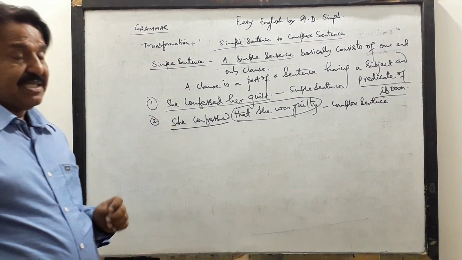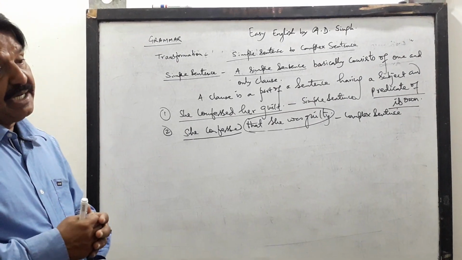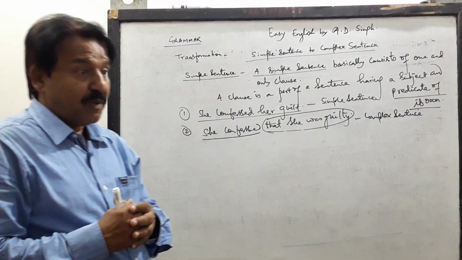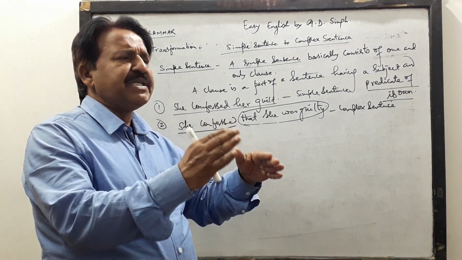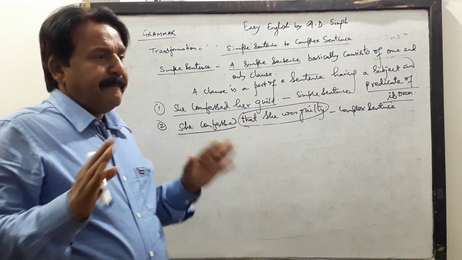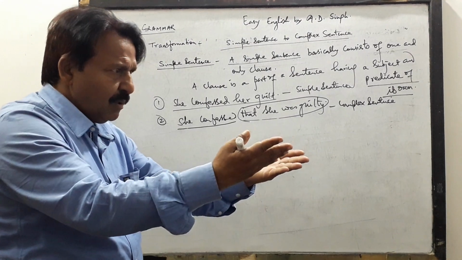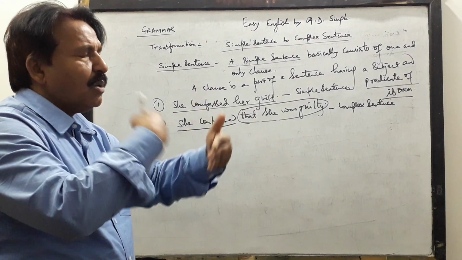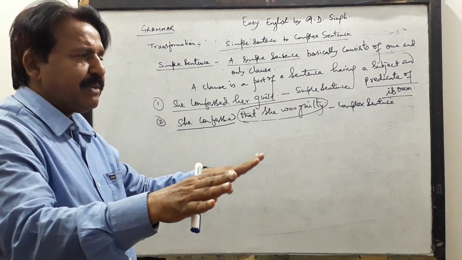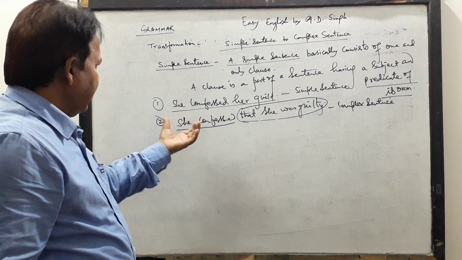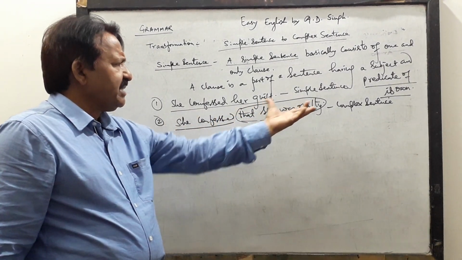Now the question arises, sir, how to identify main clause and subordinate clause? Then only we will do the transformation. Now, the main clause is an independent clause. It doesn't depend upon any other clause for its meaning. What did I say? Tell me. Priyanshu, what is a main clause? A main clause is an independent clause. It does not depend on any other clause for its meaning. Like she confessed. It is independent. It has nothing to do with that she was guilty.